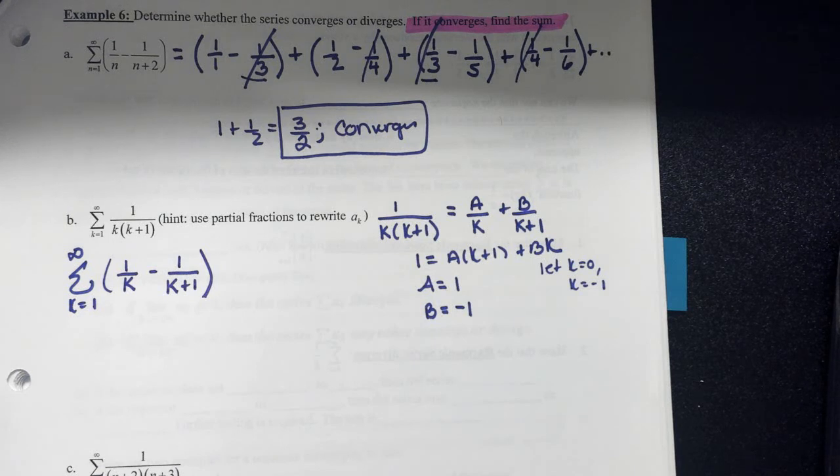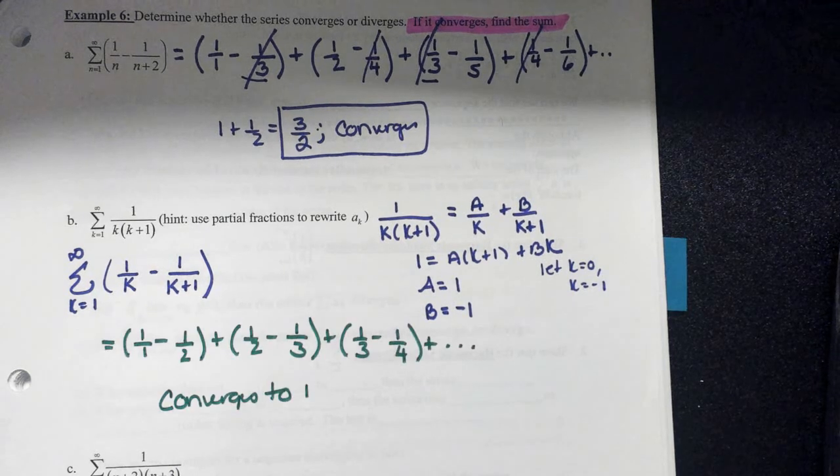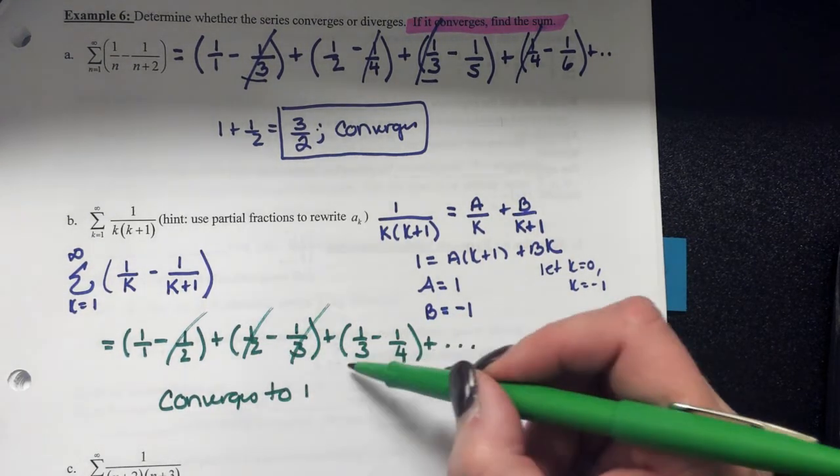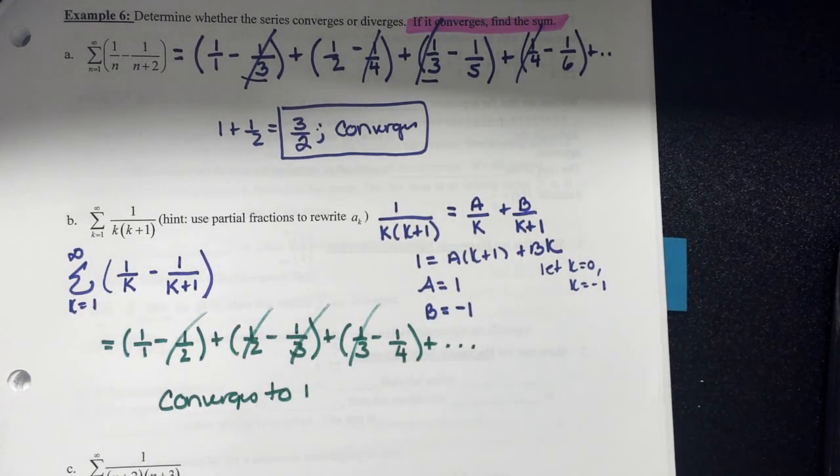So you guys go ahead and finish it for me. See what this particular telescopic series is going to converge to. That all the terms begin to collapse, the negative 1/2, positive 1/2, negative 1/3, plus 1/3, etc. So the only term standing is your 1. So any questions on B?